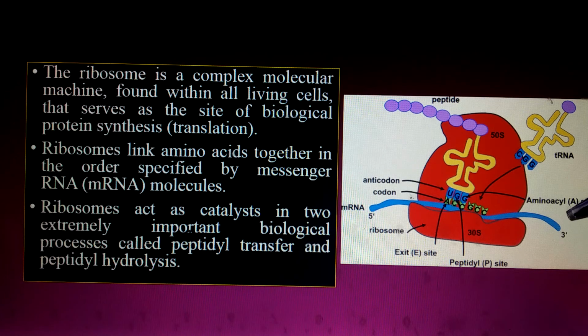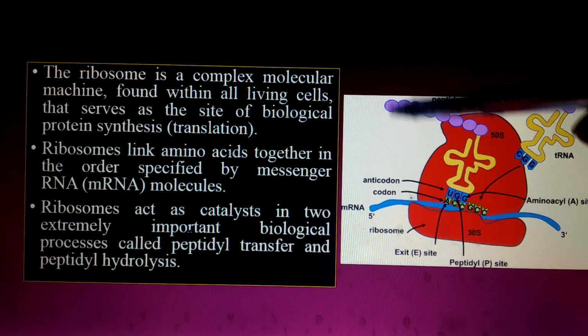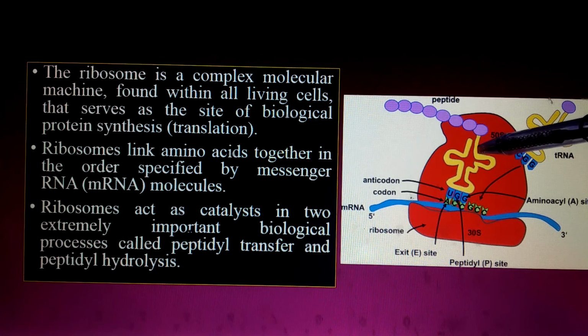Ribosomes act as a catalyst in two extremely important biological processes. First is the peptidyl transfer, meaning the transfer of the polypeptide chain, and the other one is the peptidyl hydrolysis, meaning the breakdown. Both are performed by the ribosome because the ribosome acts as a catalyst too. Is it clear? I hope so. The lecture will be clear to you people.